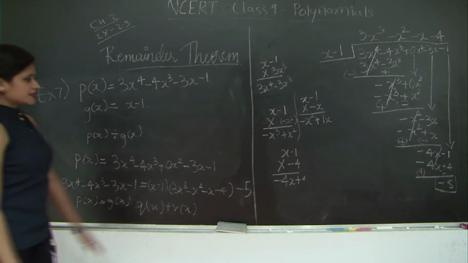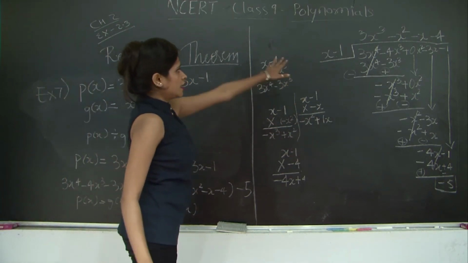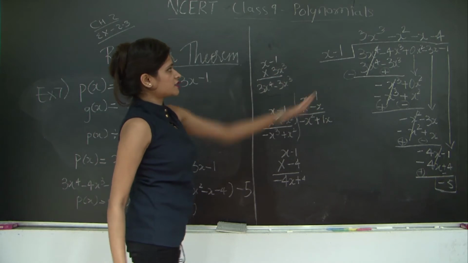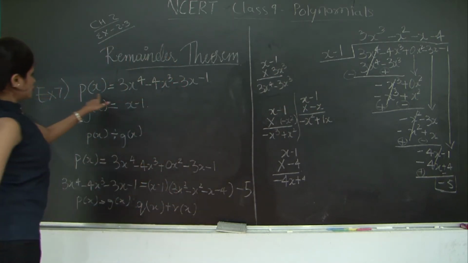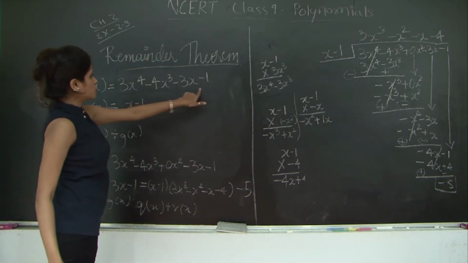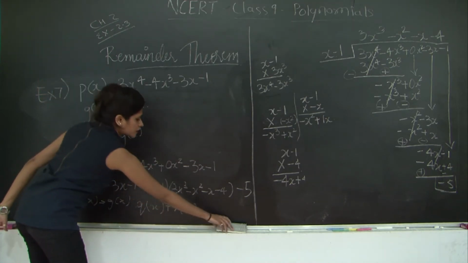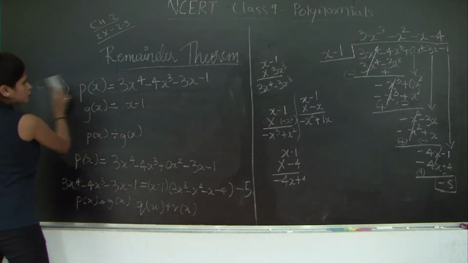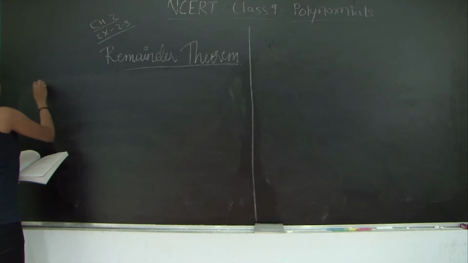Okay. Now notice that since we have a remainder, x minus 1 is not really a factor of 3x^4 minus 4x^3 minus 3x minus 1. We will proceed to the next example of your textbooks. So example 8.